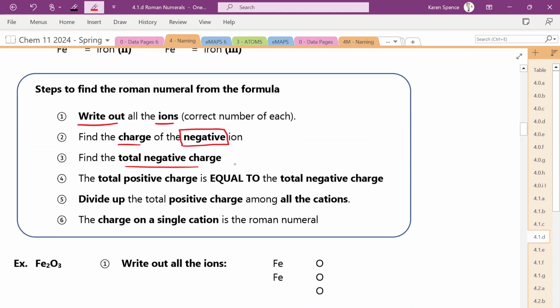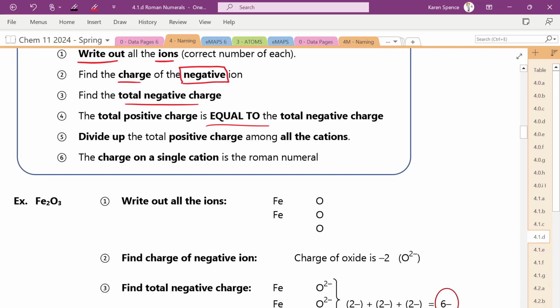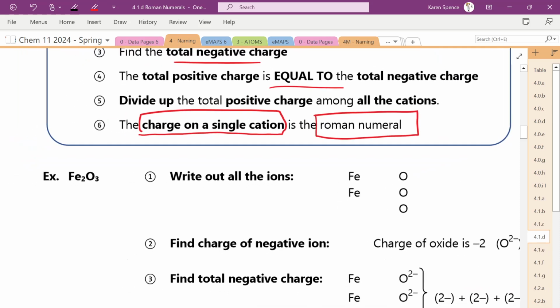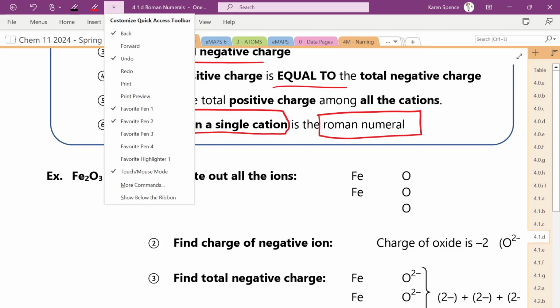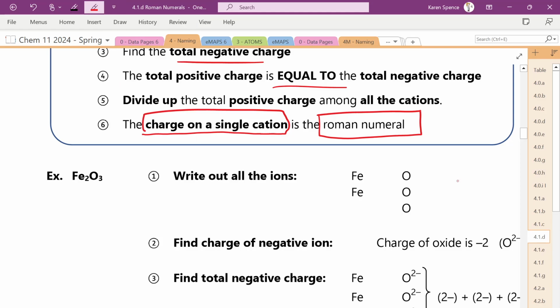You find the total negative charge. The total positive charge has to equal the total negative charge. And then you divide up the positive charge among all the cations. The charge on a single cation is the Roman numeral. So this is why it works. And then we're going to do the shortcut, okay? Because we're in grade 11, we can learn a shortcut.